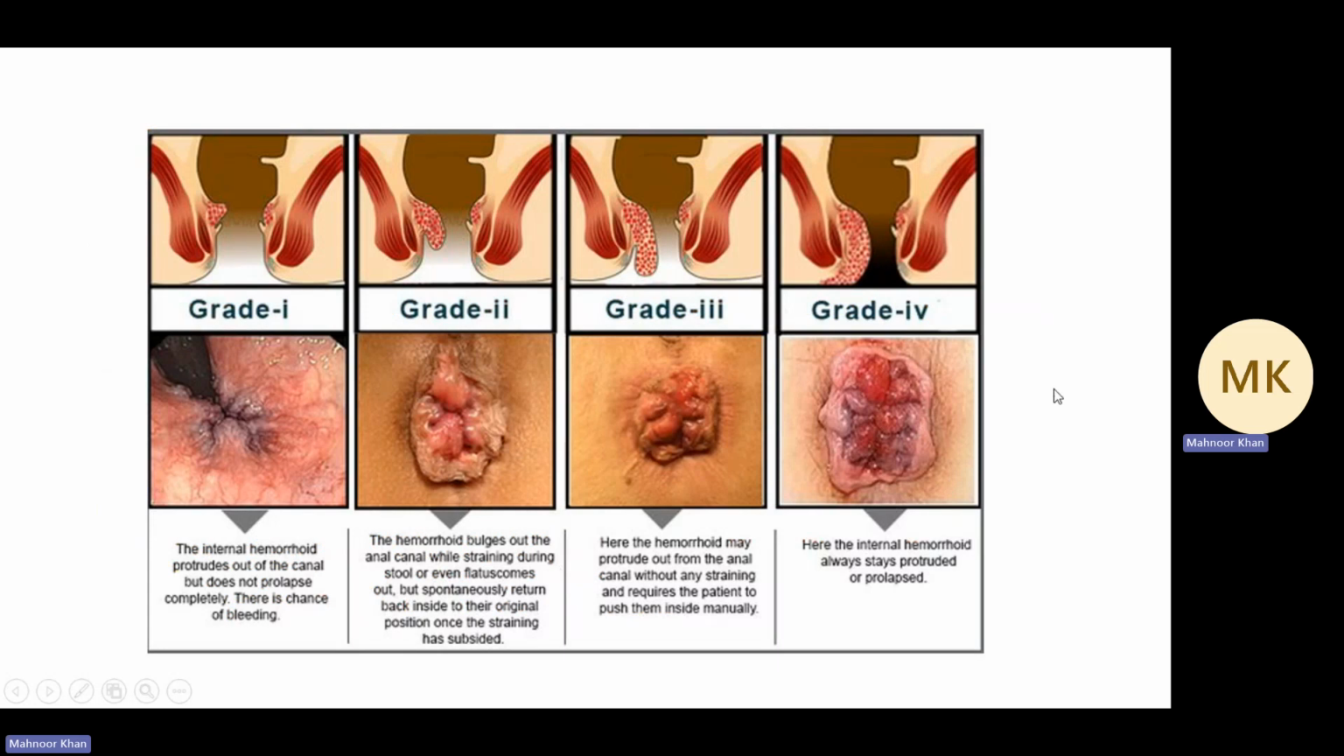So this is a pictorial representation of the 4 grades of hemorrhoids. Grade 1, grade 2, 3, and 4, the severest form. You can pause the video and take a read of the description of the 4 stages, so you understand better.